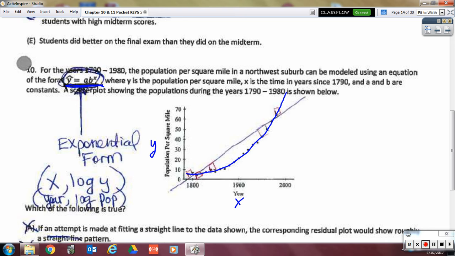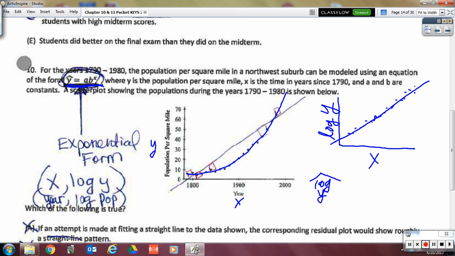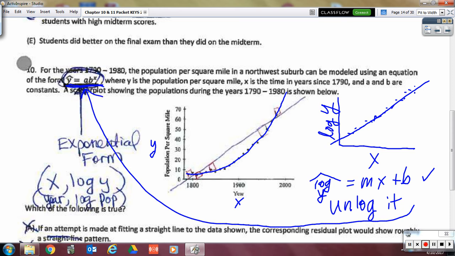Well, if it's fit best by an exponential model, how do I transform it? x and log y. So the transformation x, log y compresses that data, and it makes it linear. And that's what you wanted to happen. So it takes that original data and compresses it to make it linear so that you can get a linear equation for log y equals mx plus b. And then once you have this, you can unlog it to compute that.